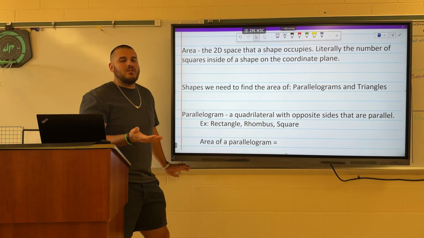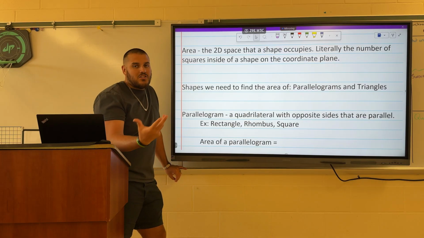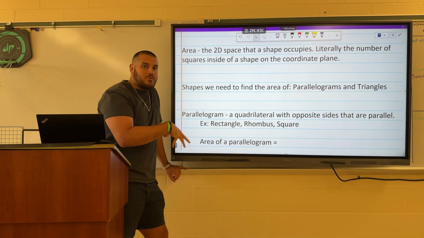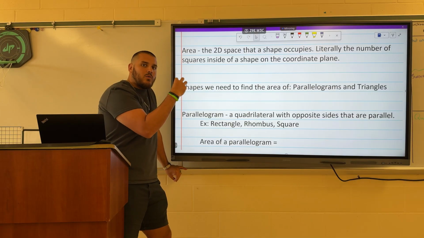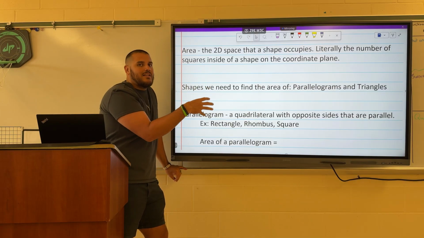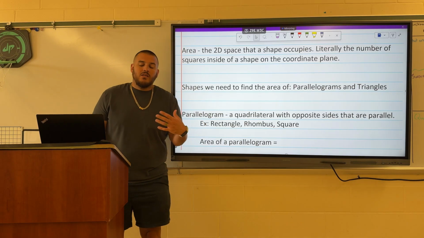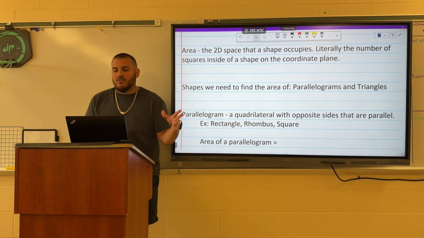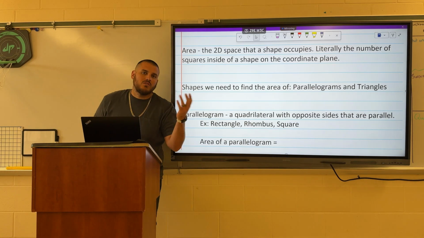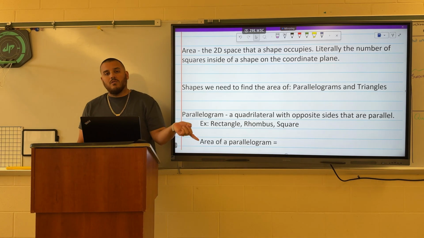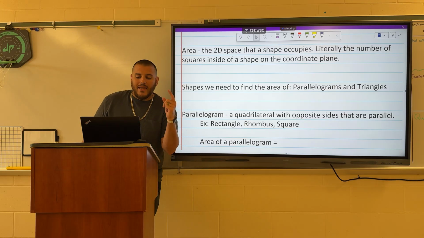Area is just the 2D space that a polygon or a shape occupies. And on a coordinate plane, that would literally be the amount of squares on your graph that fit inside of the shape would be its area. There would be certain shapes that we need to find the area of right now. Other shapes we're going to learn the area formulas for later in geometry. For now, we really need to know the parallelogram and the triangle.